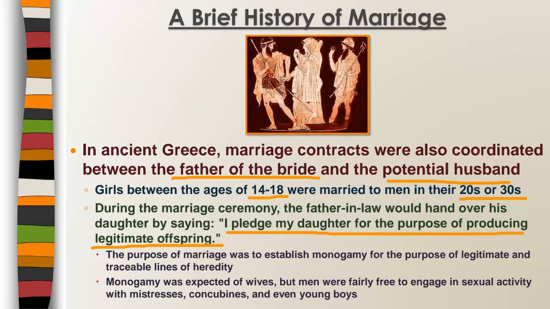Marriage was all about producing legitimate offspring, ensuring that the woman and the babies that she bore were in fact the children of her husband. And so fidelity on the part of the woman was certainly expected. So the purpose of marriage was really to establish monogamy for the purpose of creating these legitimate, traceable lines of heredity. And monogamy was, of course, expected of wives.